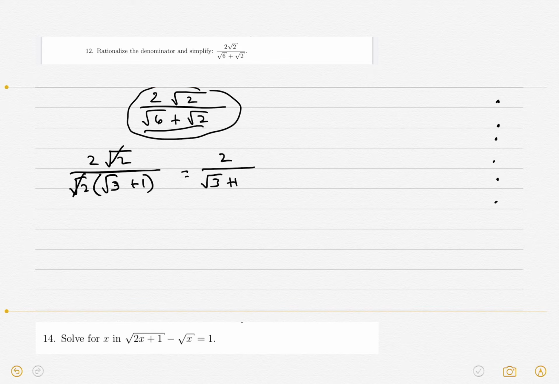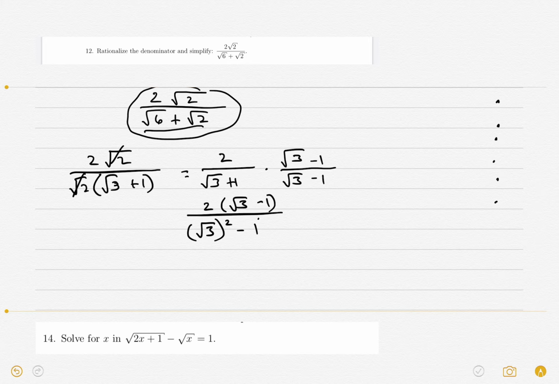Meron pa rin radical. Para ma-eliminate natin yung radical natin, you need to multiply it by its conjugate. You have the square root of 3 minus 1 all over the square root of 3 minus 1 bilang conjugate ng ating denominator. So, you will multiply it as 2 times the square root of 3 minus 1 over square root of 3 squared minus 1 squared. So, let's have the answer.